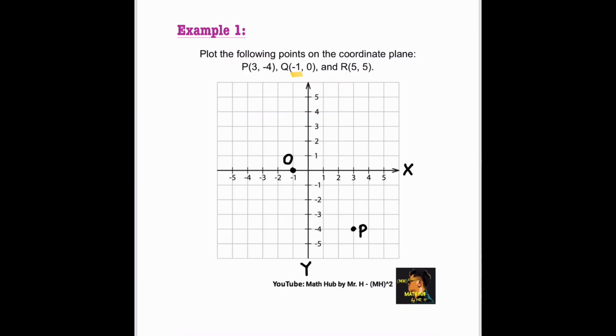That's point Q. And the last point is point R with coordinates 5, comma, 5. Both of the coordinates are positive, so definitely that point will land in quadrant 1. We start counting from the origin, 5 units to the right, and then you stop here. And you go up 5 units for the y-coordinate. So this is where the point is.